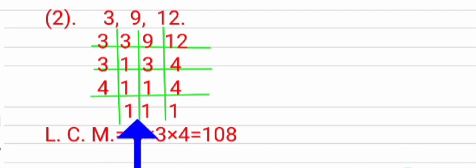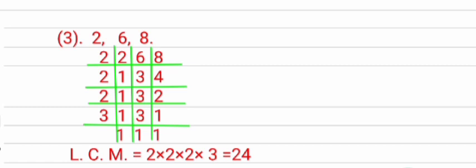So what do we do next? Remember, I told you after dividing and you have the whole base as 1, what you just need to do is multiply everything together like this. So we are going to have 3 times 3 and 3 times 4. 3 times 3, 9. 9 times 4, that will give you 108. So let's proceed.